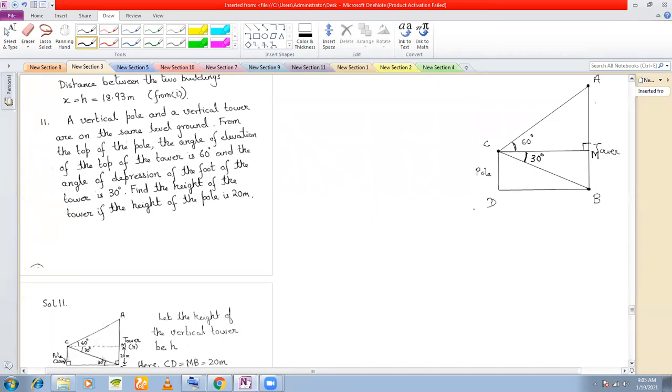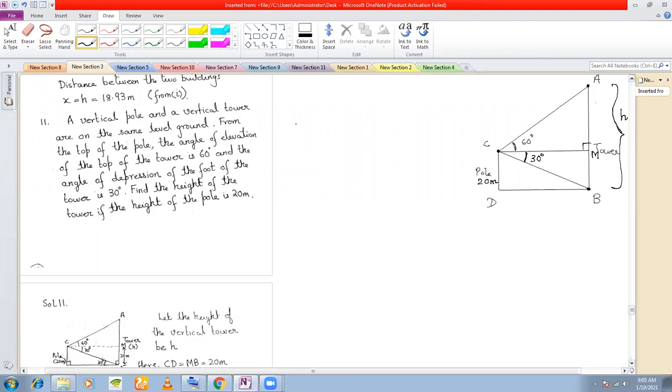Question is, find the height of the tower if the height of the pole is 20 meters. So this length is given to be 20 meters. You have to find out the height of the tower. That means, height of the tower means this length here. This length you will have to find out. Let us say this entire length is h.